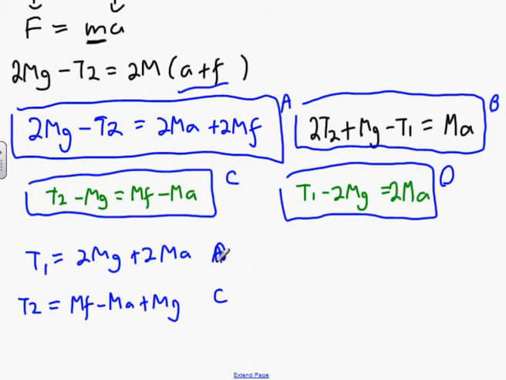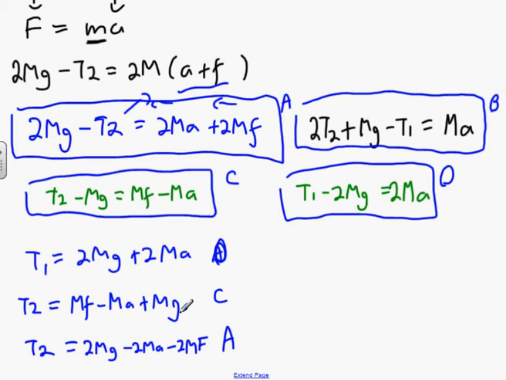That's D. Now I'm going to use A. Equation A is going to be T2. I'm going to bring it on its own to the right, then bring everything else to the left. Just keep it in my head here. It's going to be 2mg minus 2ma minus 2mf. Is that okay? And which one have I not used yet?